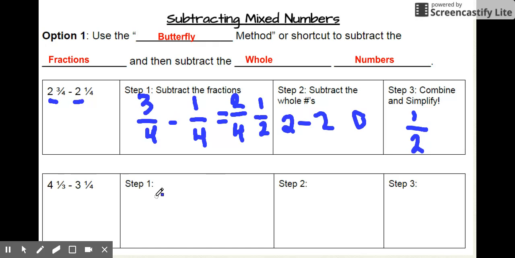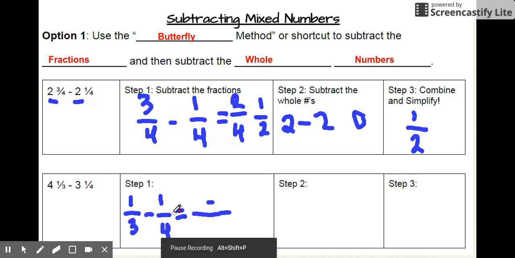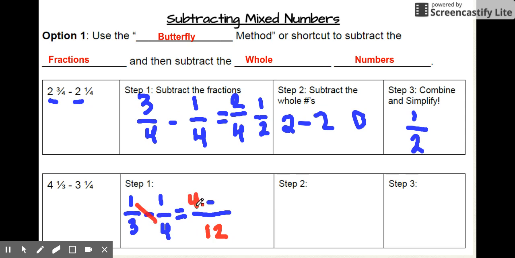This one's different. They don't have the same denominator. So step 1, subtracting the fractions, 1/3 minus 1/4. Okay, so 1/3 minus 1/4, if I'm doing the shortcut, the butterfly method, would be 3 times 4 is 12. That's your denominator. And then start here. 1 times 4 is 4. You're subtracting in the middle, so you're going to subtract the two numbers. 3 times 1 is 3. So subtract 4 minus 3, and you get 1/12.